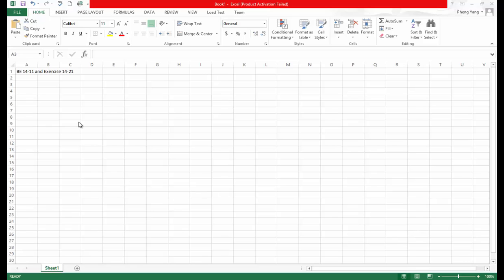Brief exercise 14-11 starts on page 837. Okay. A company retired 60 million of its 6% bonds at 102, 61.2 million, before their scheduled maturity. At the time, the bonds had a remaining discount of 2 million. Prepare the journal entry to record the redemption of the bonds.